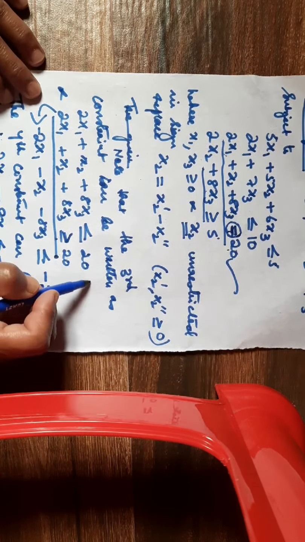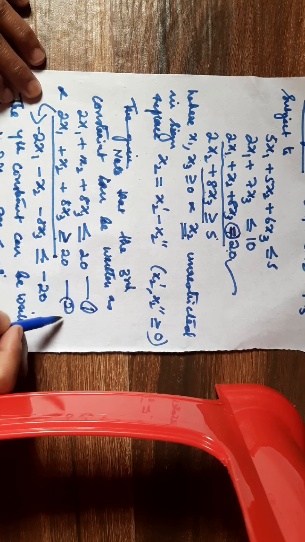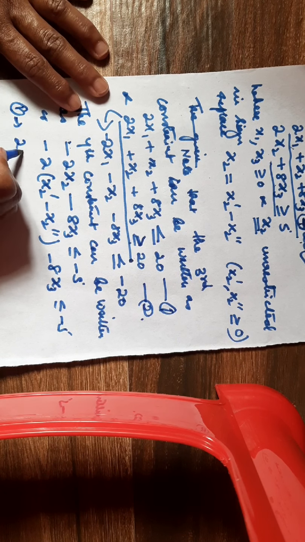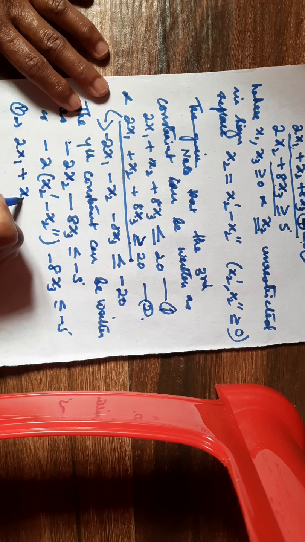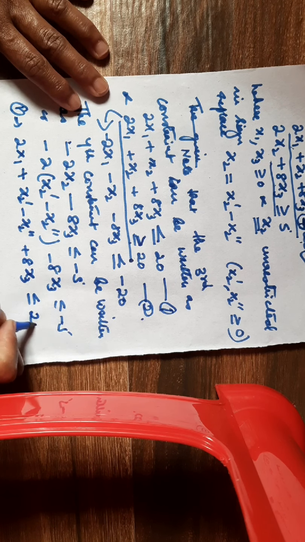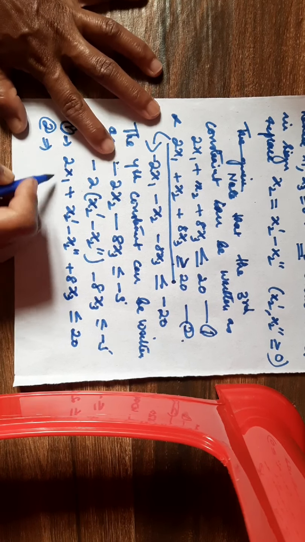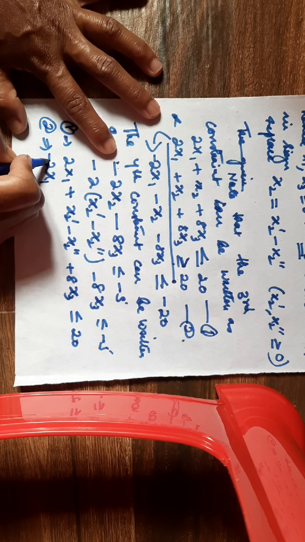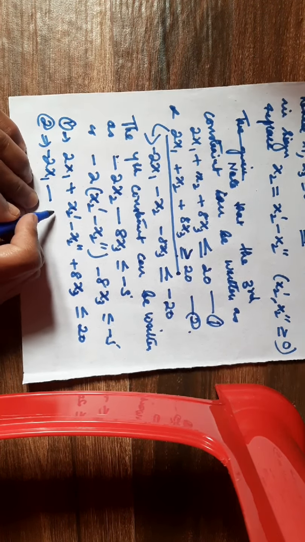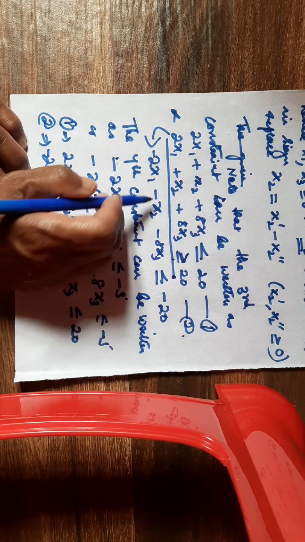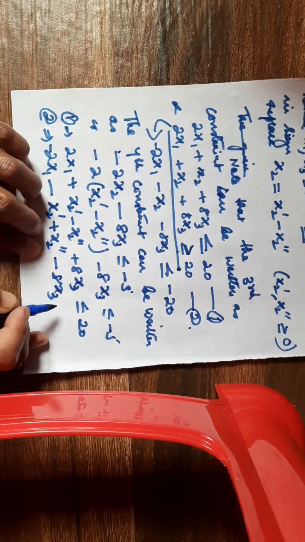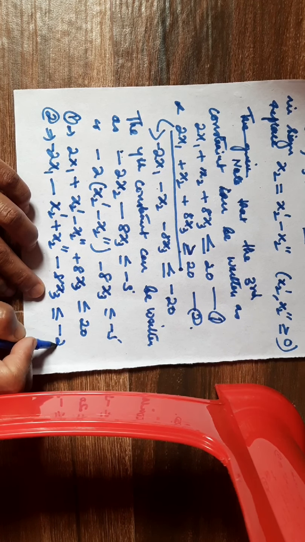Now similarly, let me name this as equation 1 and this as equation 2. Equation 1 can be written now as 2x1 plus x2 prime minus x2 double prime plus 8x3 less or equal to 20, and equation 2 will give you minus 2x1 minus, now x2 has to be replaced by x2 prime minus x2 double prime, so it will become minus x2 prime, minus into minus will become plus x2 double prime, minus 8x3 less or equal to minus 20.